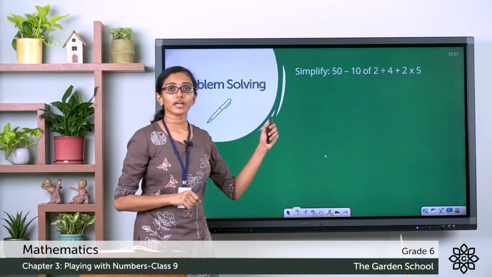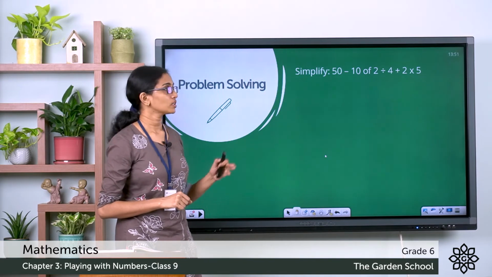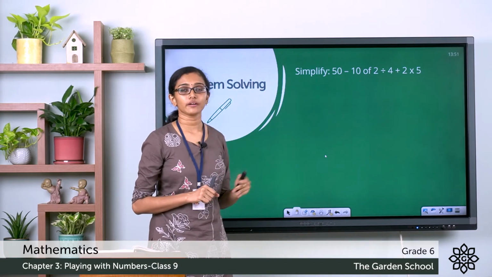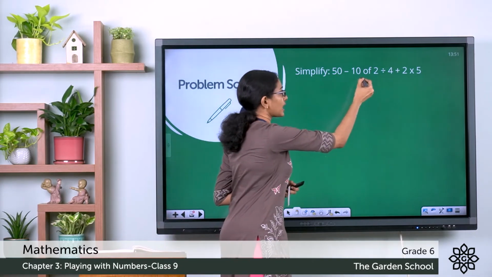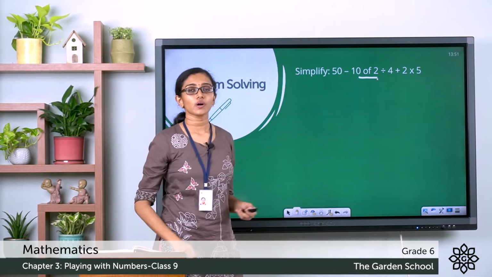Now here we don't have any brackets given in the statement. So which one has to be done first? Brackets, then of. So this of part has to be done first. So how do we solve this?